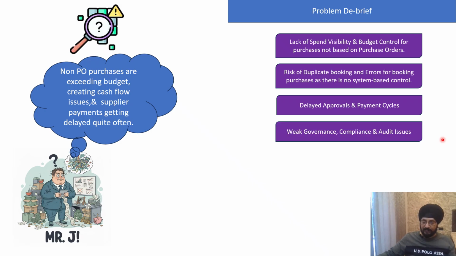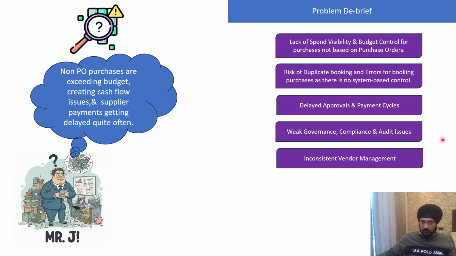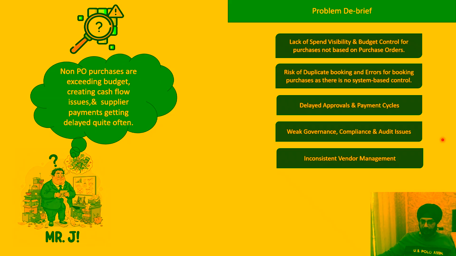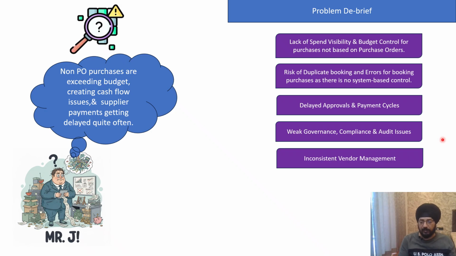Weak governance, compliance, and audit issues, which come because of a lack of controls in non-PO expenditure. Inconsistent vendor management. This is also there because normally we encourage all vendors to adhere to the PO policies. But in this case, where we are issuing non-PO expenses without a PO, it means we are registering those vendors without issuing any PO to them.